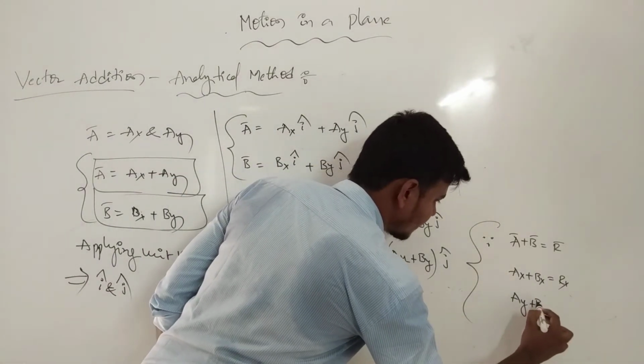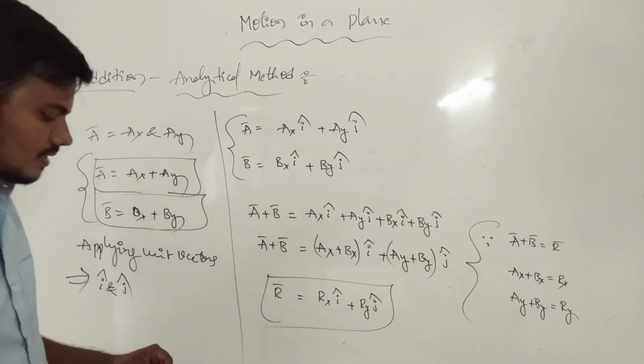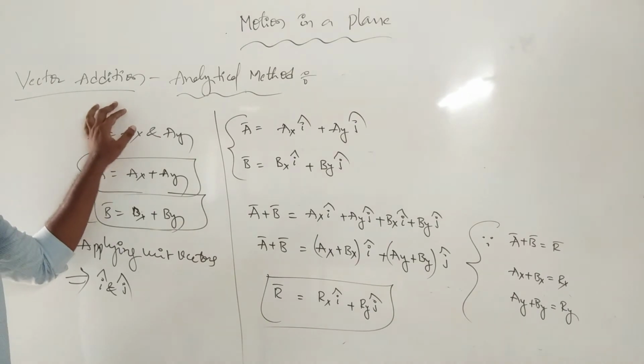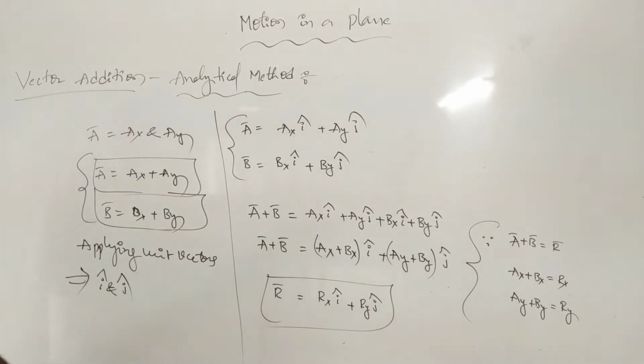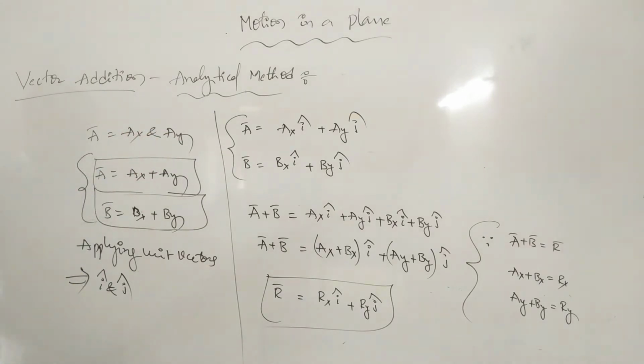Ay plus By is equals to Ry. These positions are made by vector addition. Clear? Vector addition. A bar represents Ax and Ay. In case we are introducing our graphical method, the point of the position R is introduced at the diagonal of the position.